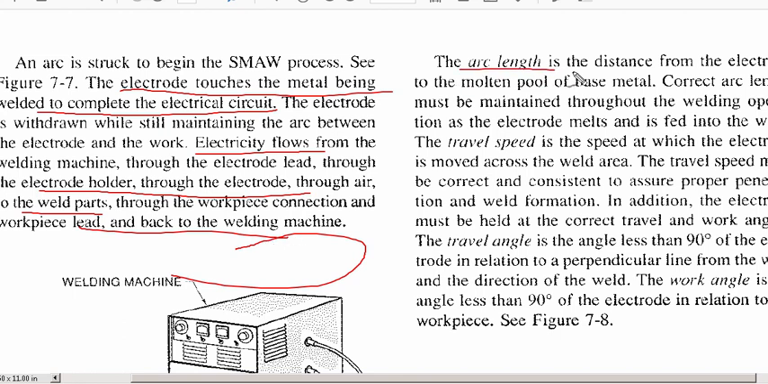The arc length is the distance from the electrode to the molten pool of base metal. Obviously, you learn that through experience; you have to keep this constant, and the ideal distances you'll get through experience. Travel speed, of course, is how fast you're moving along in the process, and the angle is of the electrode in relation to the perpendicular line from the weld. So there's your overall procedure.